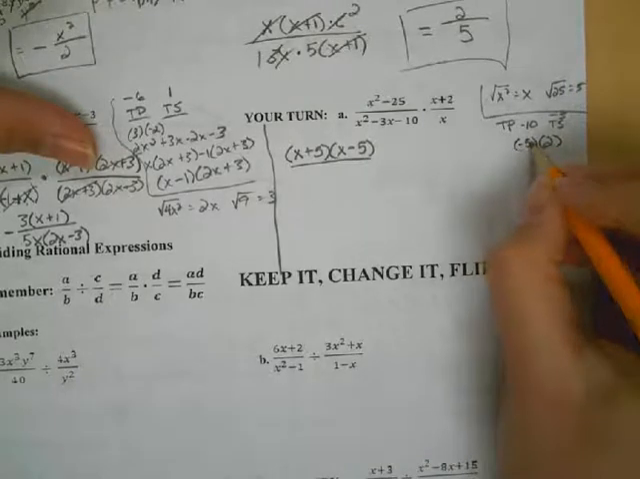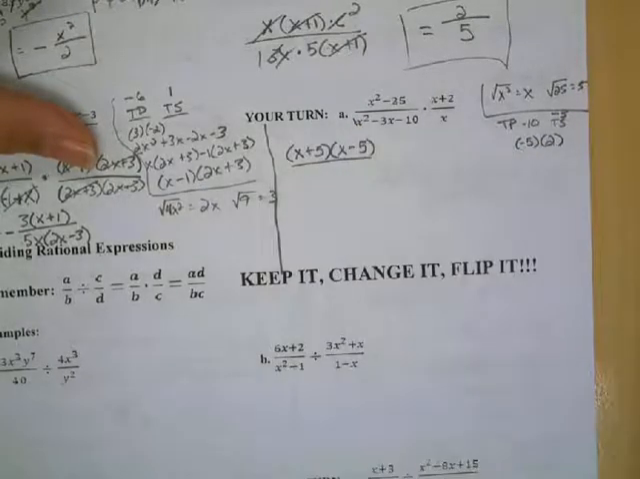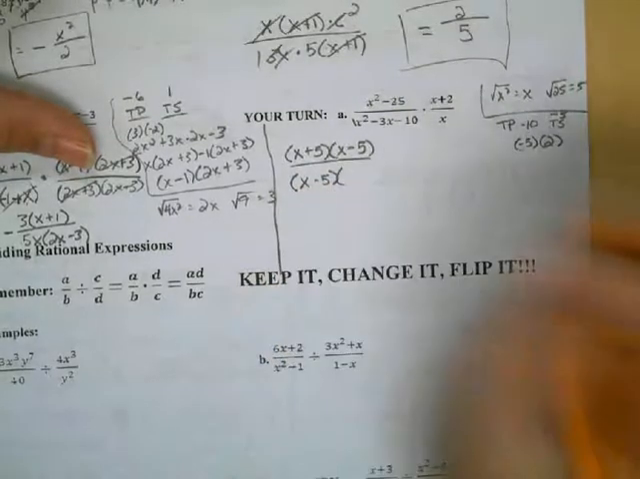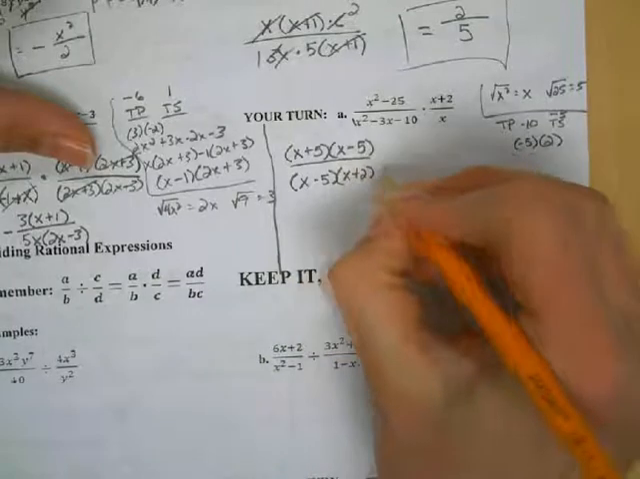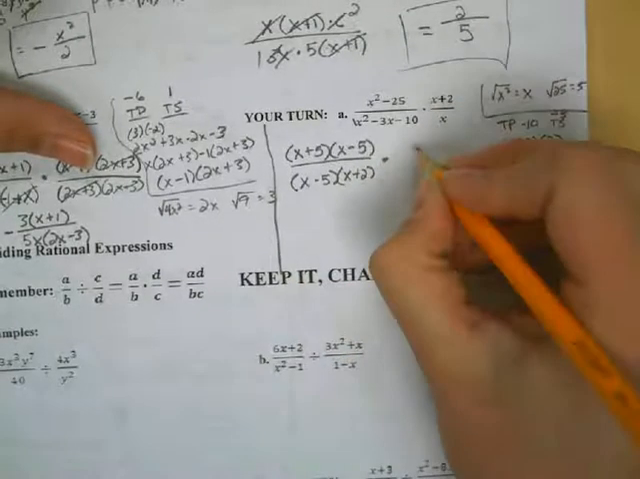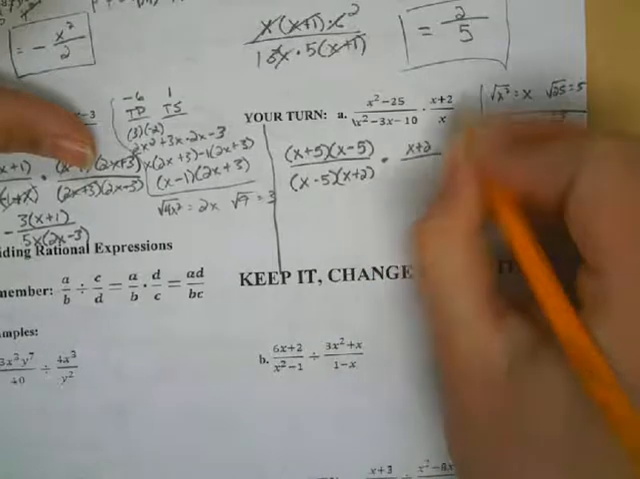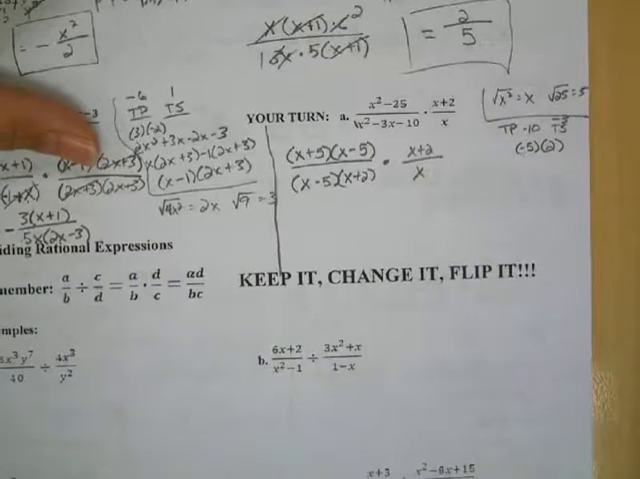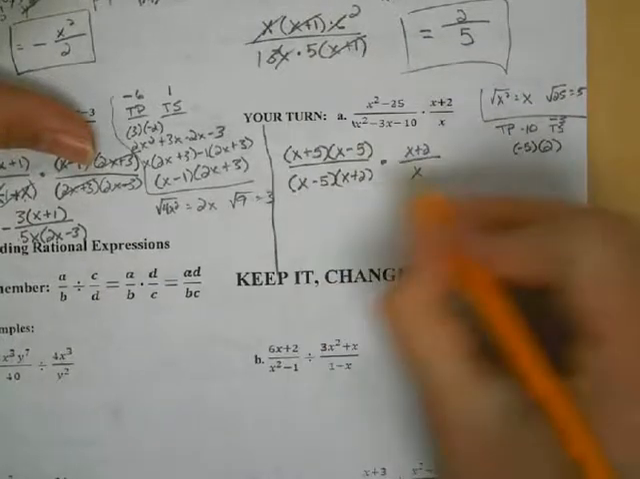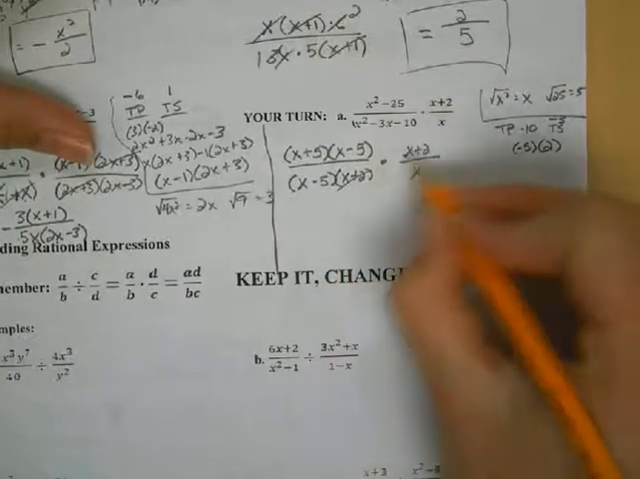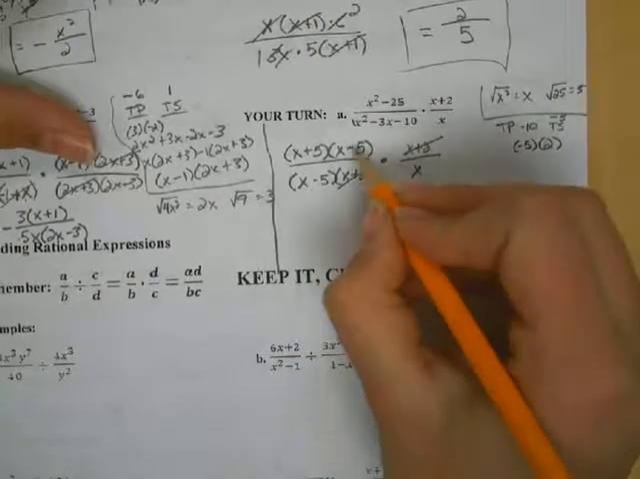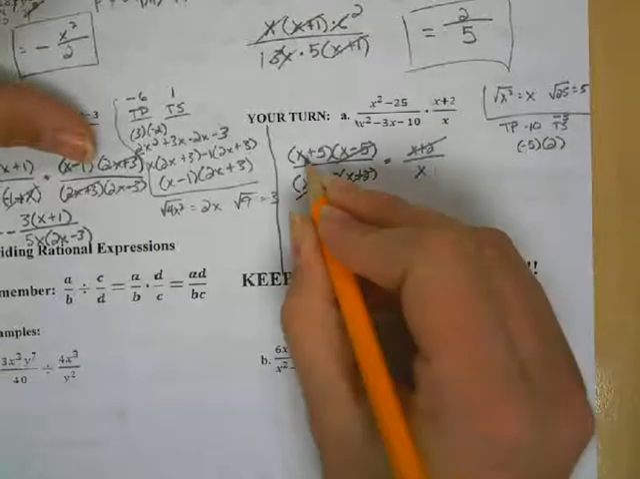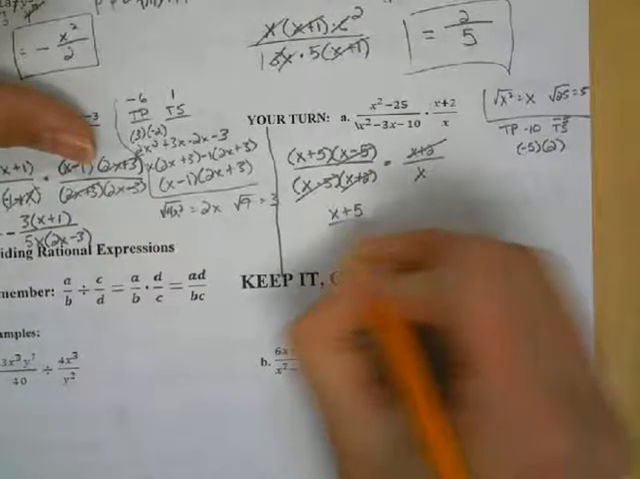Okay, so this is a coefficient of 1 in front of x squared, which means I am allowed to shortcut. So I get x minus 5 and x plus 2 as my factors, times, so here I've got the x plus 2 over x. Nothing to factor there, no GCFs or anything. Now it's just a matter of starting to simplify. Okay, I've got an x plus 2 on top and bottom. Those are gone. I've got an x minus 5 on top and bottom. Those are gone. I'm left with an x plus 5 over x.